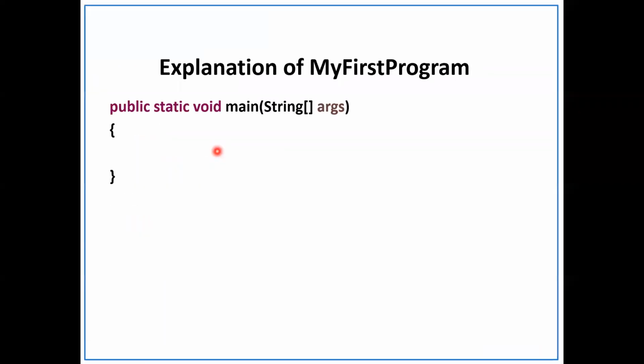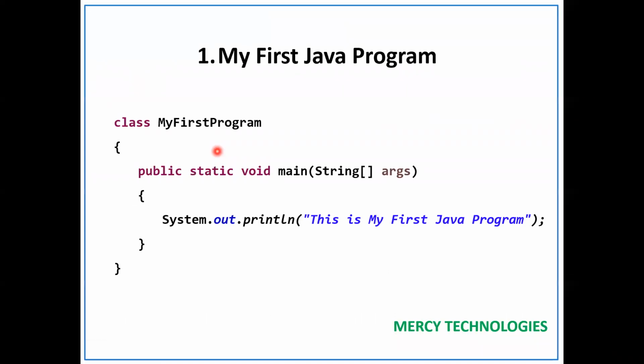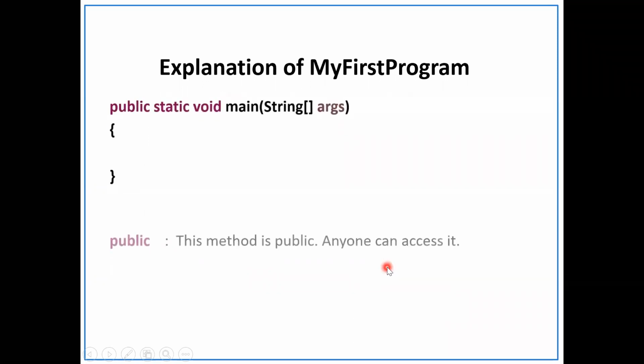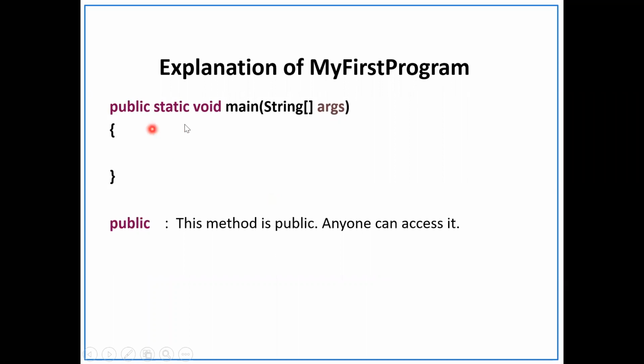We see here, this is our hello world program, right? So everything goes inside class, right? Class consists both variables and methods. This also we have seen already. So this is our method, right? Public, static, void, main. So what is meant by public here? Public means this is a method, right? Main is a method name. So this method is a public method.